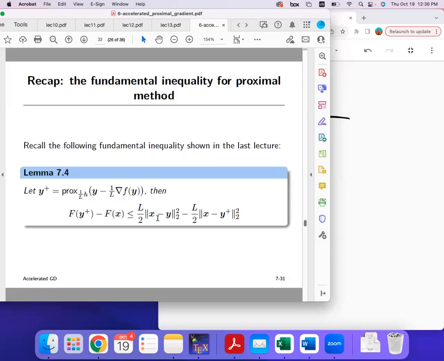Now, if you compare with this lemma for proximal gradient descent, the structure is similar. If you move one of these quadratic terms to the left-hand side and move this function value term to the right-hand side, then we also have a quadratic term plus a function value as the Lyapunov function. So the overall structure is similar, but these specific terms are very different.